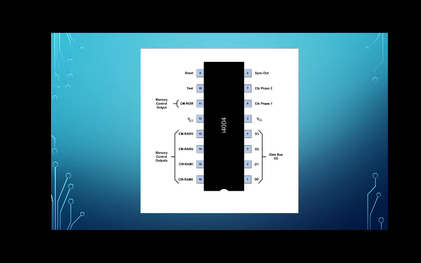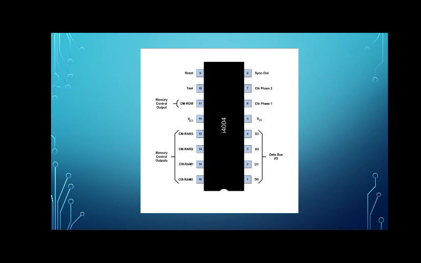The clock phase 1 and clock phase 2 are present on pins 6 and 7. These are used for timing control. Pin 8 is sync out, which synchronizes to keep the processes updated. Pin 9 is reset. When a process is executing, if you want the execution to begin from the beginning, the reset pin can be used.